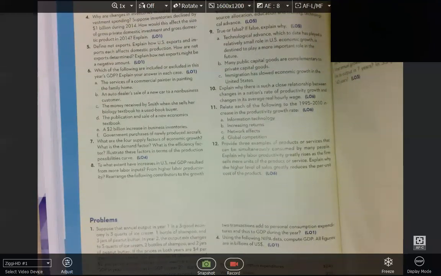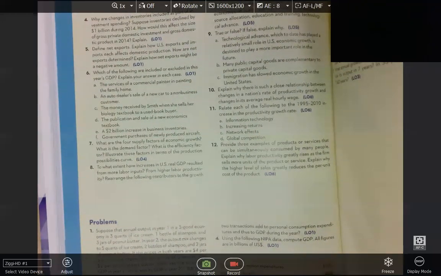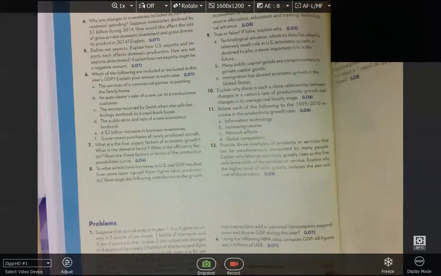I'm trying to think. If a business just hired a painter to paint their business, right? Then it would be counted because it's a final service that's provided there. So that's a tricky one. What about an auto dealer's sale of a new car to a non-business customer? So remember, new car is the key term here.